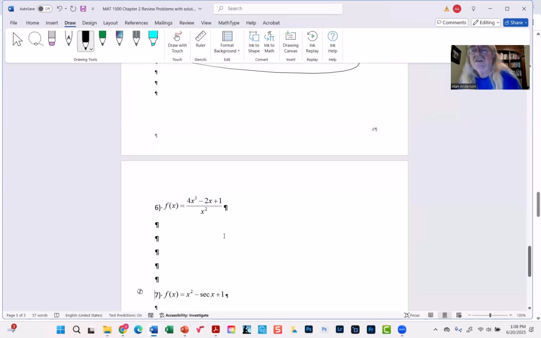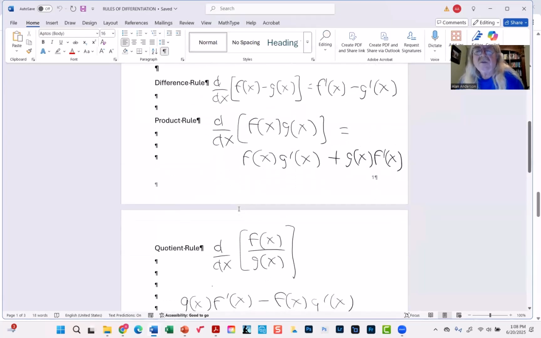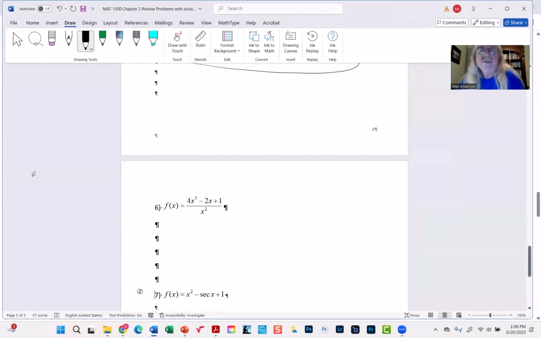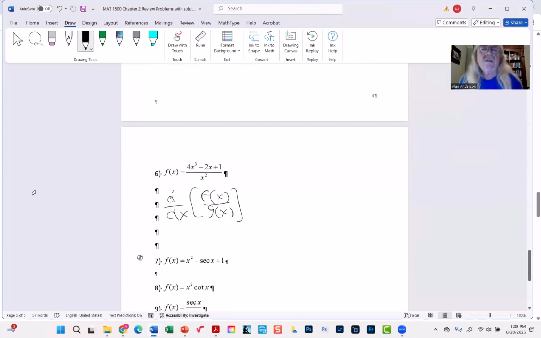Now, the quotient rule is even messier than the product rule. Wow, look at that mess. So here's what you have to do. So we have a ratio of 2 functions. And so this is the rule.